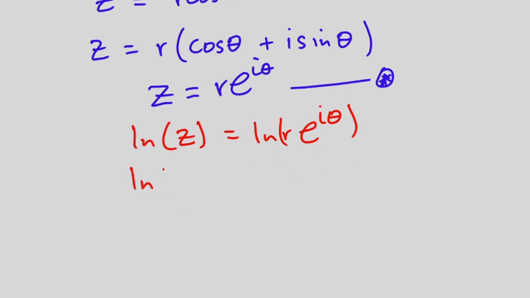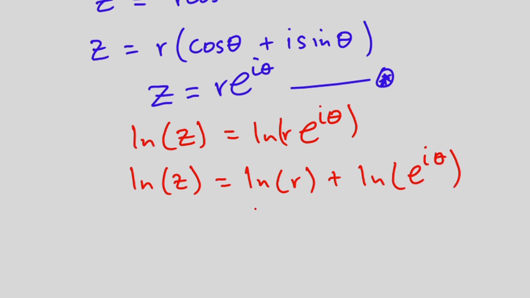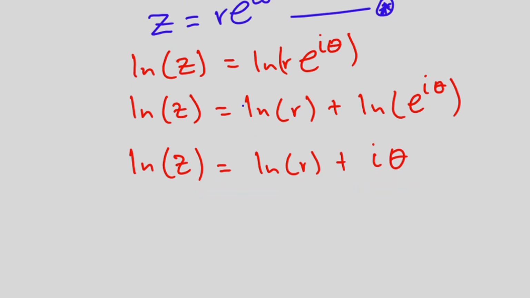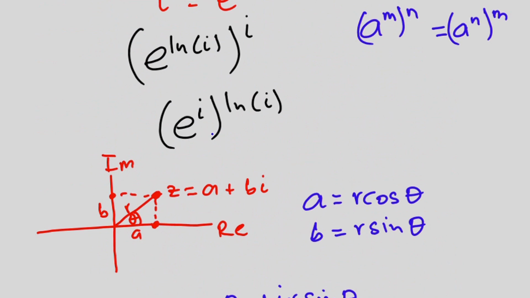Now, we can have ln of z is equal to, this is natural log, so we're going to split this one. So we'll have ln of r plus ln of e to the power I theta. And now we have ln of z is equal to ln of r plus, now we see that this ln and this e will undo each other. So here we are left with I theta. So this is the equation that we have. Now let's go back to our main problem right here.